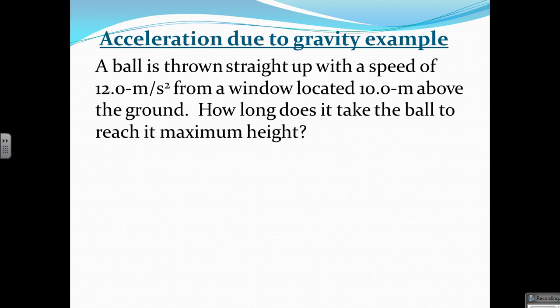Let's do an acceleration due to gravity example. In this example, a ball is thrown straight up with a speed of 12 meters per second from a window located 10 meters above the ground. How long does it take the ball to reach its maximum height?